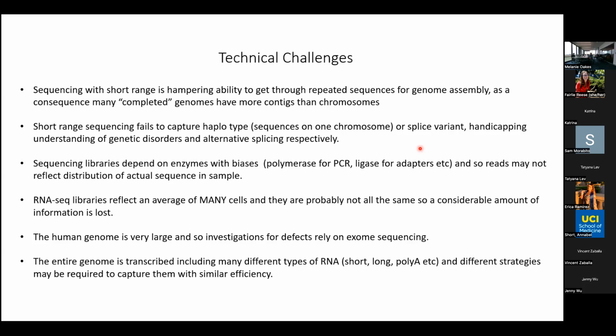The human genome is very large. And so if we're going to do a trio study, with parents as well as an affected child, that gets expensive. And so we're still working on that.